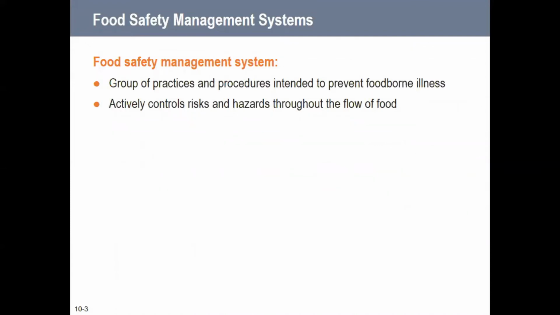So what is food safety management systems? Food safety management systems are practices and procedures that are meant to be proactive to help prevent foodborne illness. So in food safety management systems, we are looking for ways to control or minimize the risks and hazards throughout that flow of food that we've talked about in the previous chapters. So we've gone through the flow of food. Now we've got to look at the paperwork side of how we look at that flow of food and how we can prevent potential foodborne illness from happening at all steps of the flow of food.